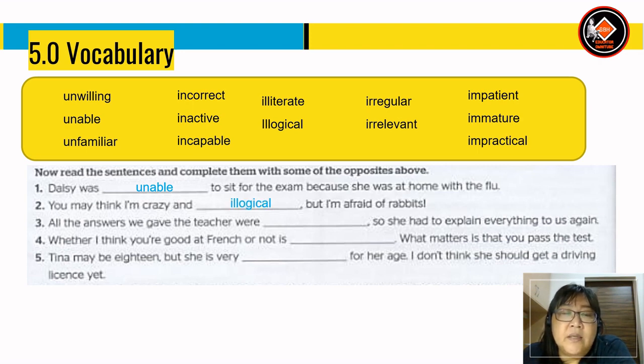Number 2, you may think I'm crazy but I'm afraid of rabbits. Answer will be illogical. Number 3, all the answers we gave the teachers were, so she had to explain everything to us again. So answer will be incorrect. Next one, whether I think you are good at French or not is, what matters is that you pass the test. Answer will be irrelevant. Tina may be 18, but she is very for her age. So answer here will be immature. I don't think she should get a driving license yet.